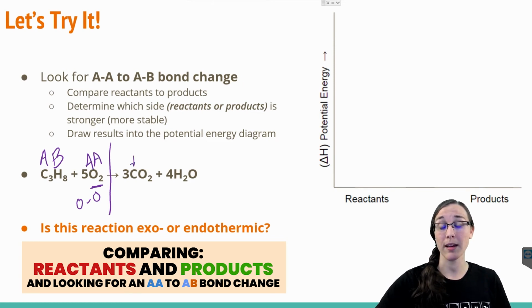How about the CO2 on the product side? That's a carbon attached to an oxygen. Those are two different atoms, so this is AB bonding. And the water, the H, is connected to O. This is also AB bonding, two different atom types.